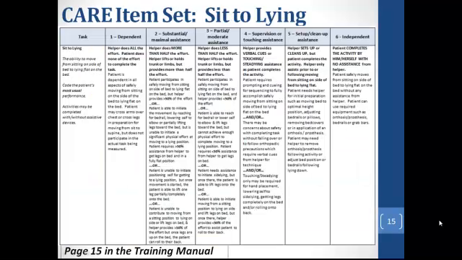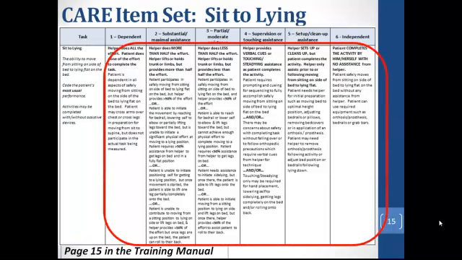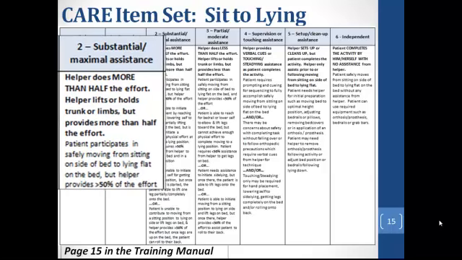The rating scale for sit to lying is on page 15 of your training manual. As described before, the column on the far left defines the item. The next 6 columns correlate to each of the rating levels. So let's look at the description of rating 2, substantial, or maximal assistance, which is when the patient participates but provides less than 50% of the effort to complete the task.